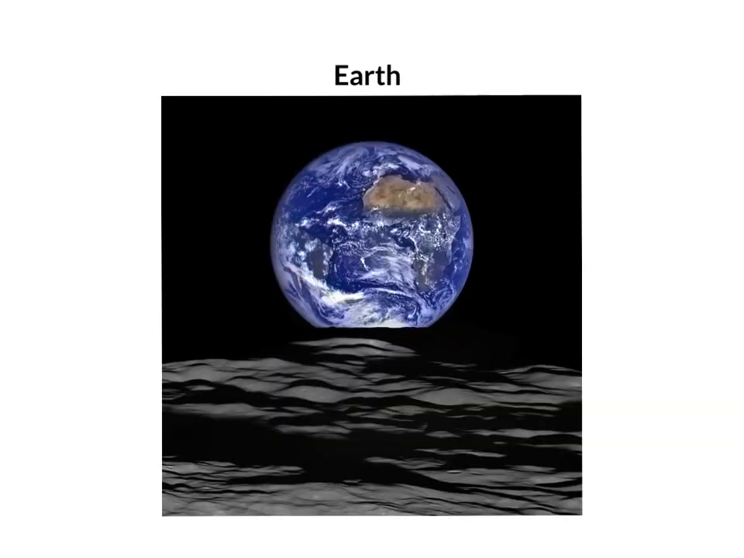Here's a cool view of Earth, the third planet from the Sun, as taken from the Moon. So this is a photograph of Earth taken from the surface of the Moon. And our planet is unique in a lot of ways. It's the only place that we've found life so far in the solar system or anywhere else in the universe.